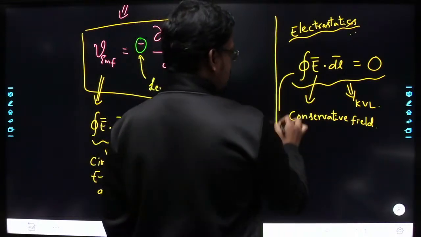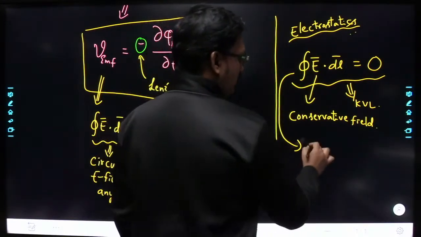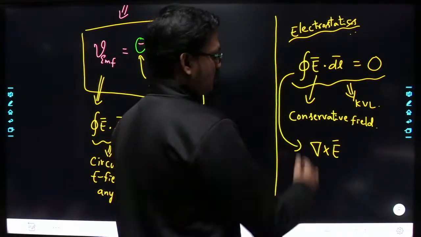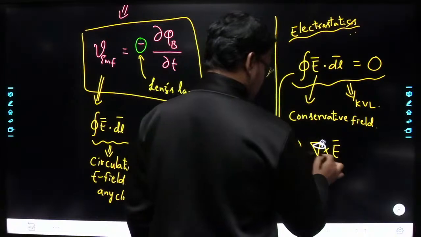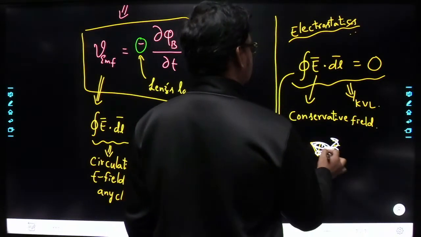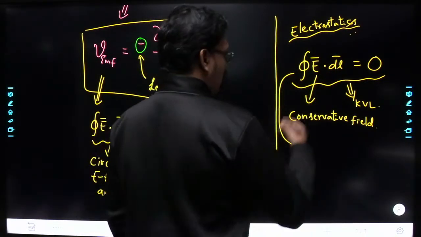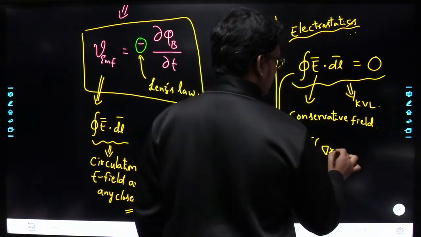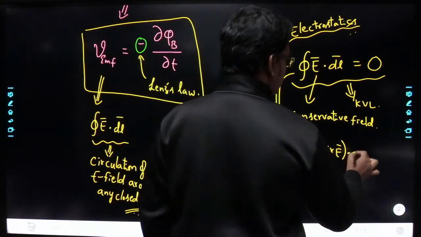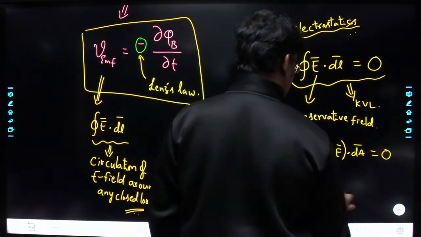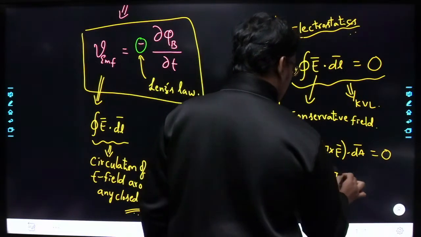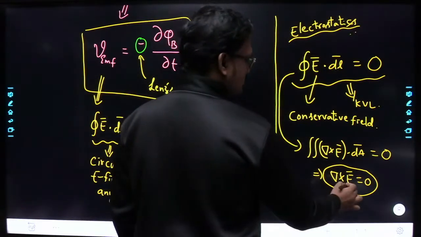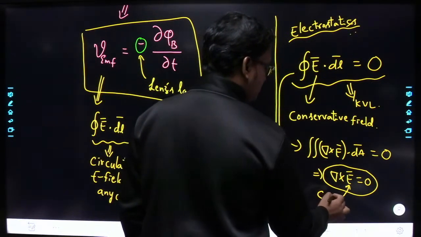By applying Stokes theorem to this, what are you going to get? If I apply Stokes theorem, I can write this as a double integral of curl of E bar dot dA bar, equal to 0. So this implies curl of E bar is equal to 0. So E bar is said to be a conservative field.